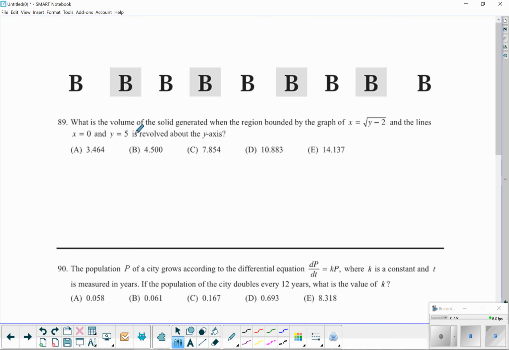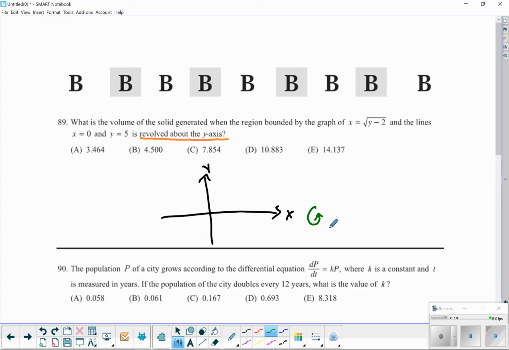89. What is the volume of the solid generated by the region bounded by this curve and the lines x equals 0 and y equals 5, revolved around the y-axis? We haven't revolved around the y-axis before. We've only revolved around the x-axis. The y-axis is this one, the x-axis is this one. But the y-axis is the same thing.